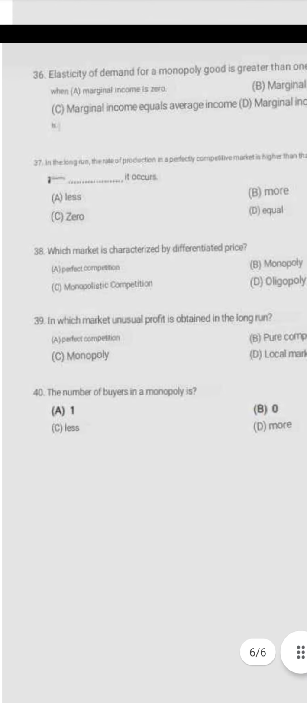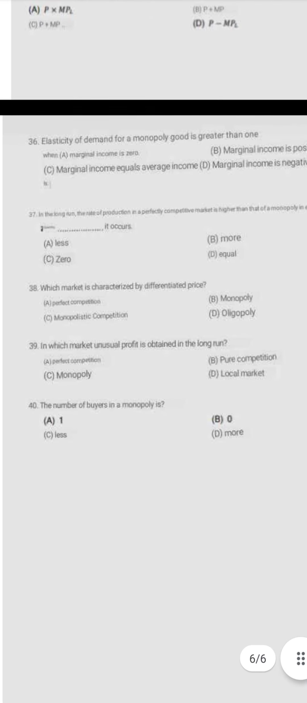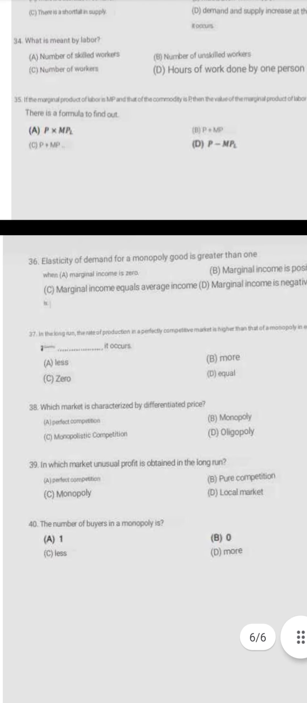And 39. In which market is unusual profit obtained in the long run? In the long run, there is unusual profit earned in monopoly. Option number C. And the last one, 40. The number of sellers in the monopoly is only 1. There is only 1 seller in the monopoly market.